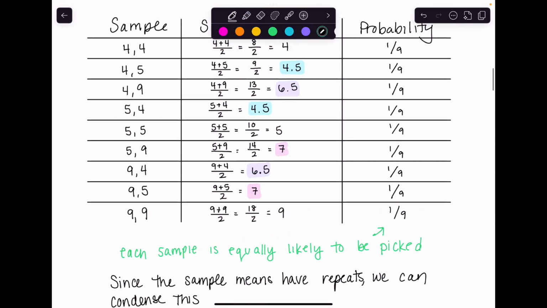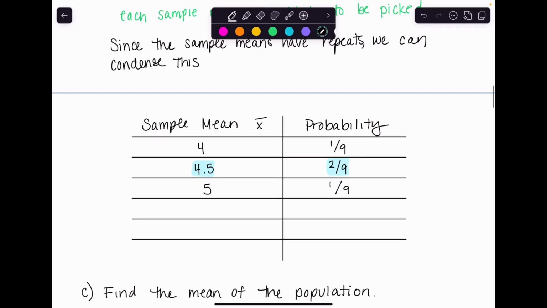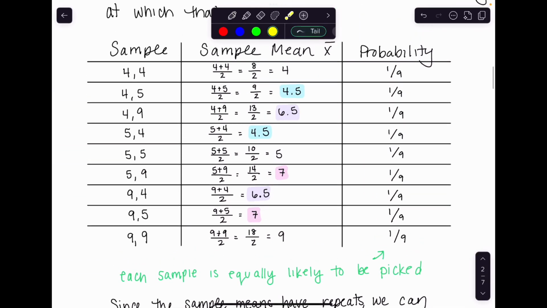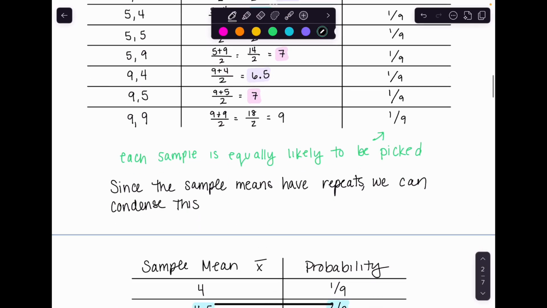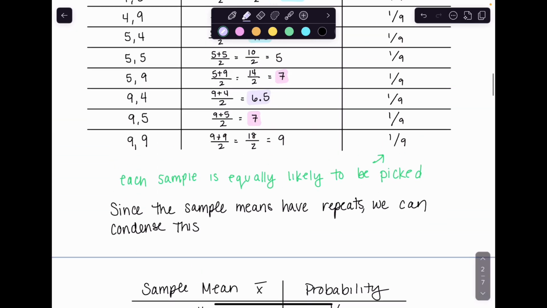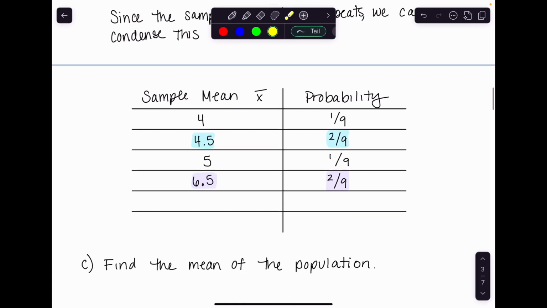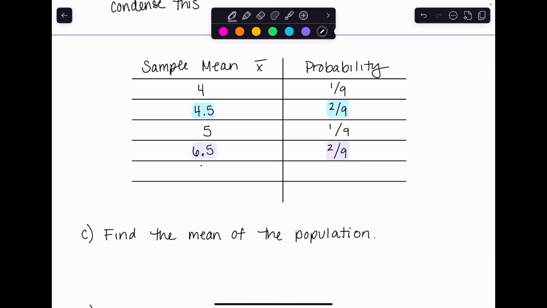My next number is going to be 5, and that occurs just a single time, so it is a 1 in 9 chance of occurring. I don't have a 5.5, I don't have a 6, so my next value is 6.5, which appears twice. So 6.5 appeared 2 different times, giving it a 2 in 9 probability of occurring. And then after that, my next value is 7, and that also appears twice, so that is a 2 in 9 chance of occurring.